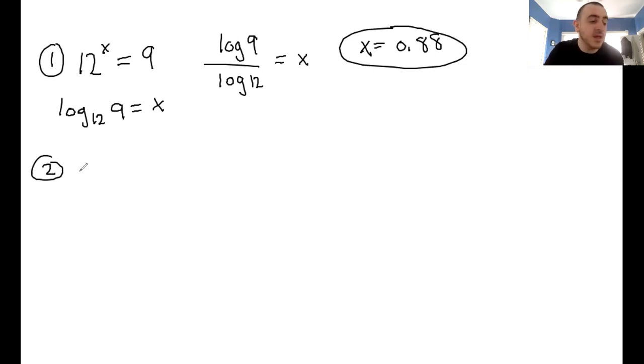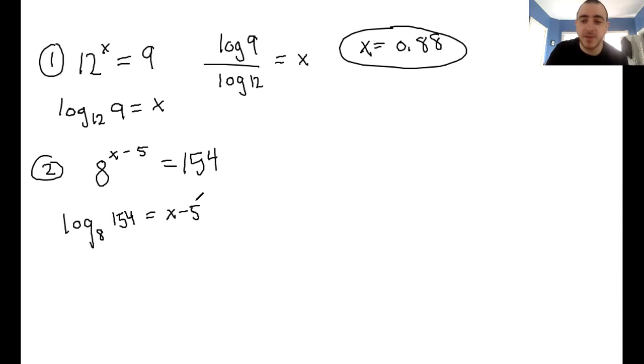It might look a little bit stranger, but it's not that bad. We have 8 to the x minus 5 equals 154. We're going to switch to logarithmic form, so log base 8 of 154 equals x minus 5. You have to bring the whole exponent, x minus 5, after the equal sign. Doing your change of base formula, you do log of the answer divided by the log of the base, and that's going to be 2.42. So you know that 2.42 equals x minus 5.